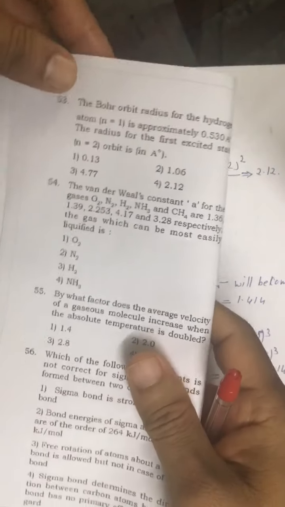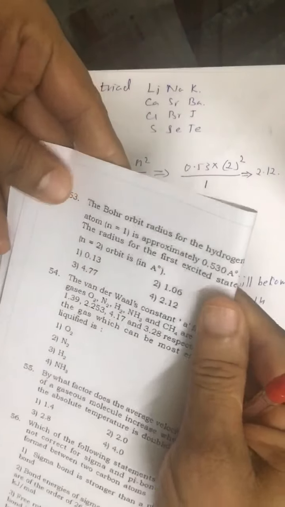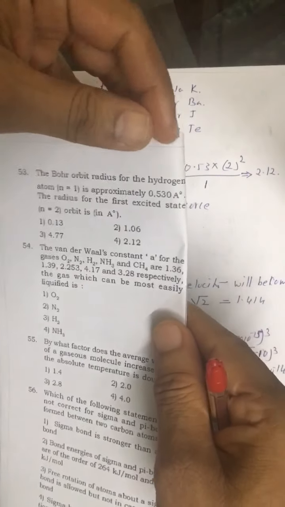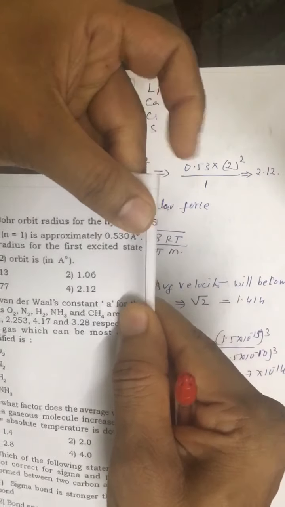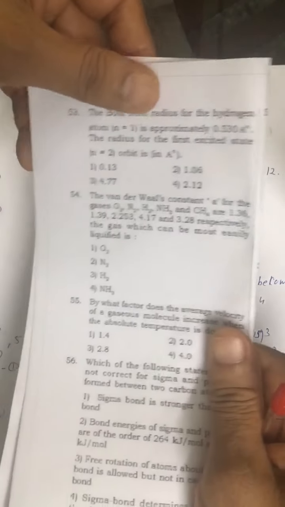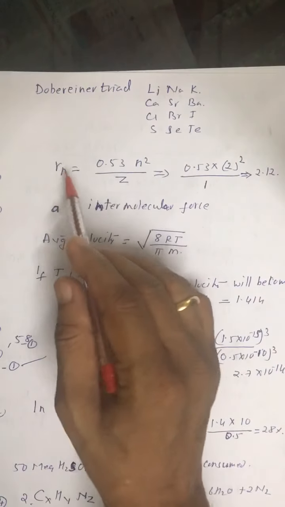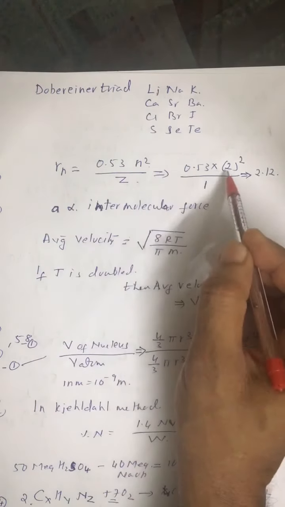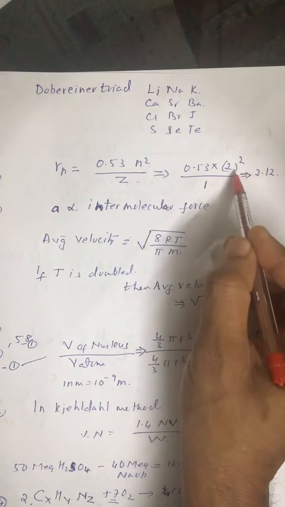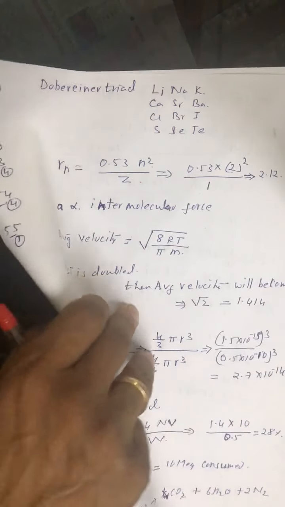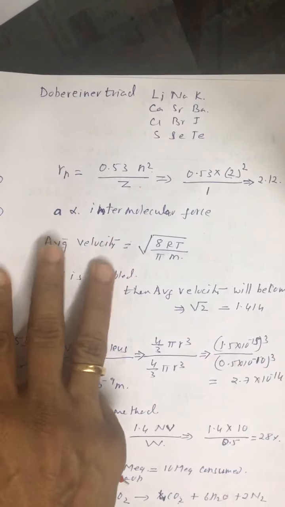Look at 53. Bohr radius for the hydrogen atom is approximately 0.53. The radius of the first excited state, means for second orbit. So we have the formula, that is 0.53 n square upon Z. So just put the value of n. n is equal to 2. The square, we are getting 2.12. Correct answer is fourth option.